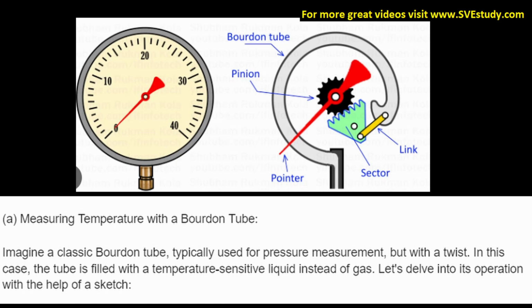Measuring temperature with a Bourdon tube. Imagine a classic Bourdon tube typically used for pressure measurement, but in this case the tube is filled with a temperature-sensitive liquid instead of gas. Let's delve into its operation with the aid of a sketch.